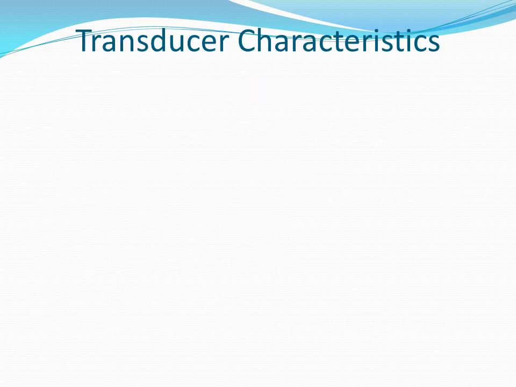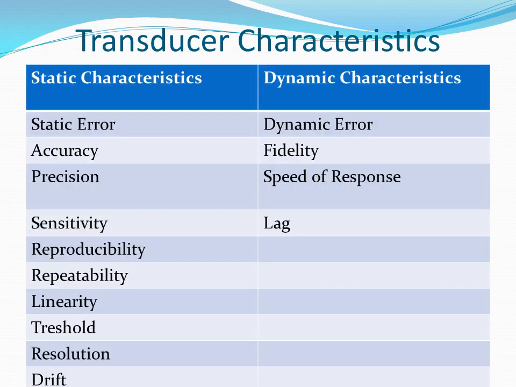The next thing is, we'll see what are the transducer characteristics. When you are seeing the transducer characteristics, we can broadly classify transducer characteristics into two categories called static characteristics and dynamic characteristics. When you come to static characteristics, it is static error, accuracy, precision, sensitivity, reproducibility, repeatability, linearity, threshold, resolution, drift. Okay, similarly, dynamic characteristics are dynamic error, fidelity, speed of response, and lag. We'll see it one by one so that we have a better understanding.